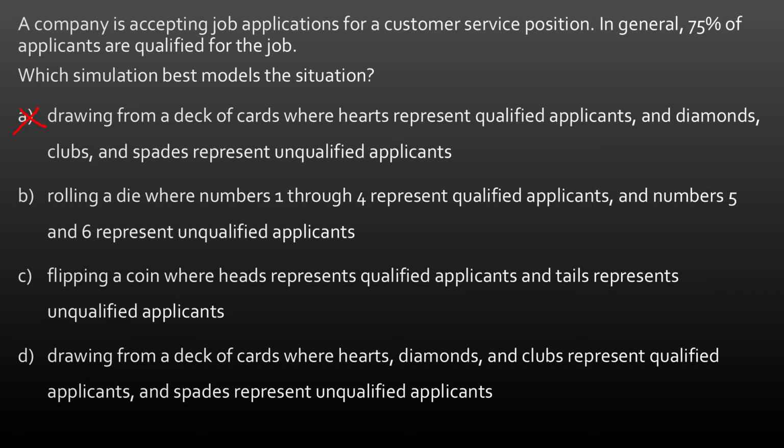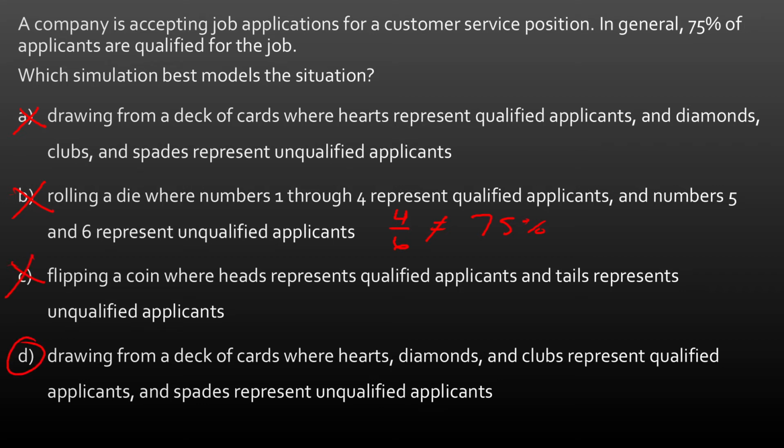B says rolling a dice where 1 through 4 represent qualified and 5 and 6 represent unqualified. Well, that would be 4 out of 6, which is not 75%. So because of that, nope. The next one says flipping a coin. Well, when you flip a coin, that's 50-50, right? Because you can either land on heads or tails. So that is nope, which means this bottom one is correct.